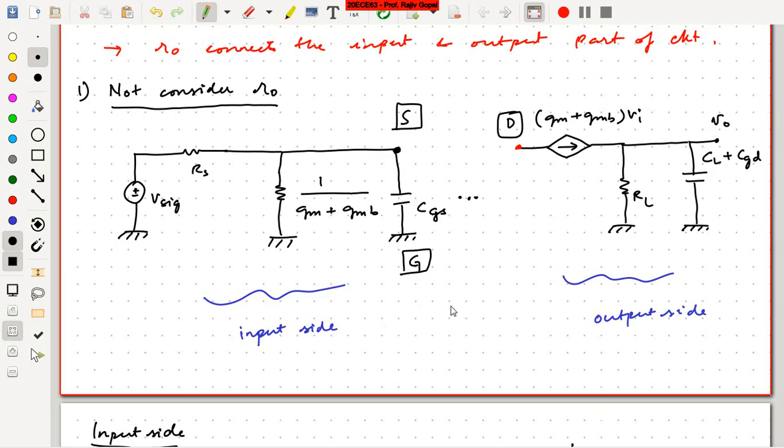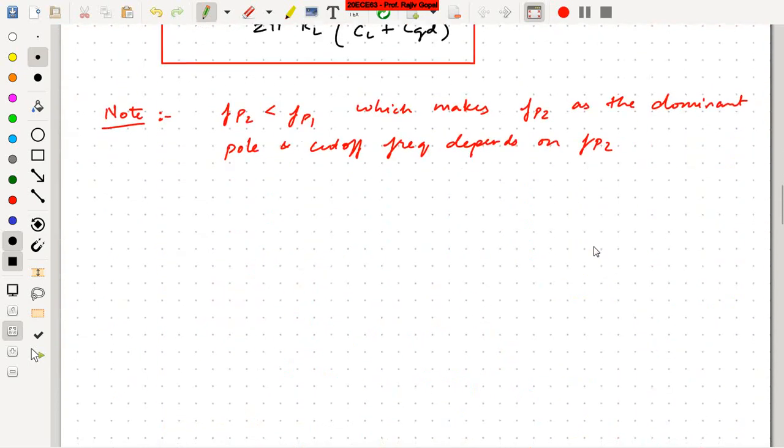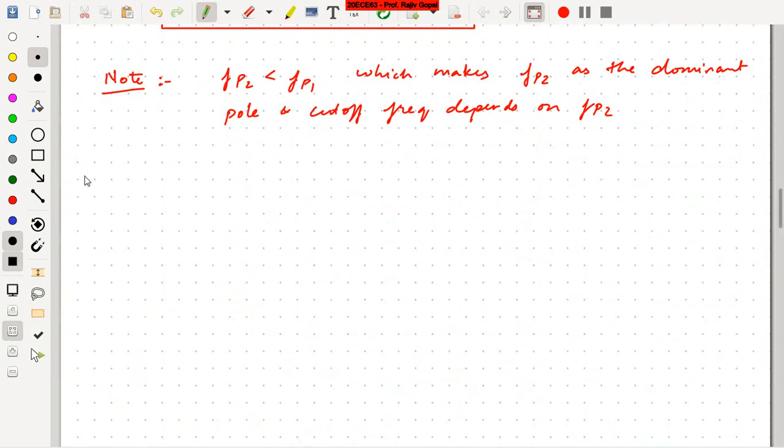So there we use the open circuit time constant method, wherein we consider one capacitor at a time and find out two or three time constants. You add all of them up, and that will be your final time constant. From that you get your cutoff frequency. So the second case is considering R naught.